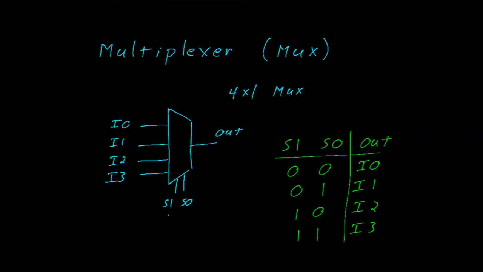So again, the select lines are set to 1, 1. Whatever's on input 3 will be sent to the output. So if this is a 1, this will be a 1. If this is a 0, it'll be a 0.